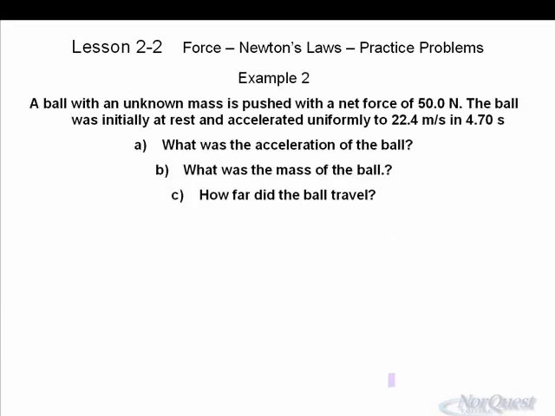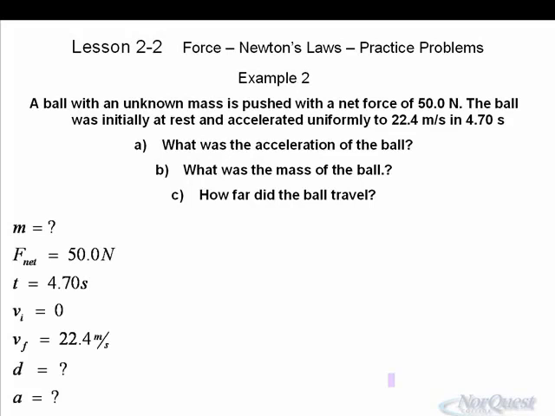All right, another example. This one's a little more of a challenge, but we can do these step by step. A ball with an unknown mass is pushed with a net force of 50 newtons. The ball was initially at rest and accelerated uniformly to 22.4 meters per second in 4.70 seconds. What was the acceleration? So here we're going to use Newton's second law.